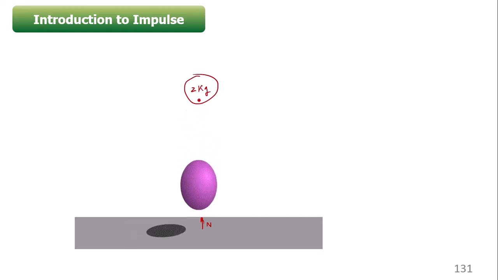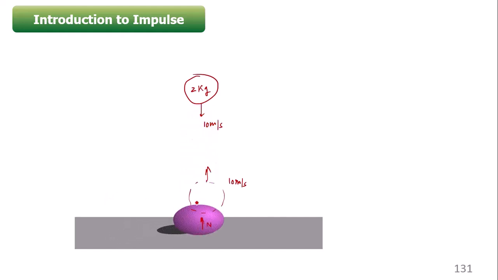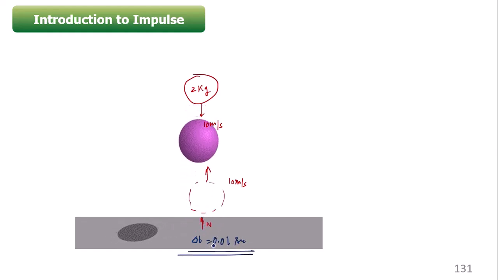The 2 kg ball is being dropped and it is moving downward with a velocity of 10 meter per second when it takes the impact with the floor. After the impact is over, the ball is coming upward in the opposite direction, again with a velocity of 10 meter per second. Now assume there is a small contact time between the ball and the surface. Let us say that delta t is 0.01 second.